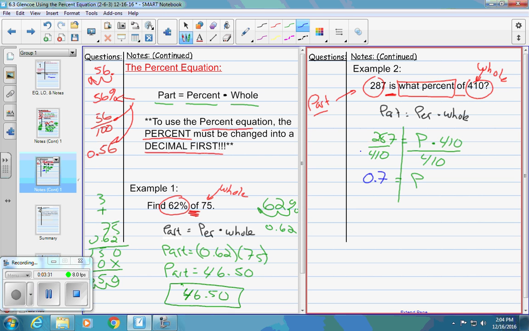So this was backwards. We had to change percents into decimals first, so to get this back to a percent, we have to move the decimal point 2 times to the right to turn it back into a percent. So the answer to this problem is 70%.